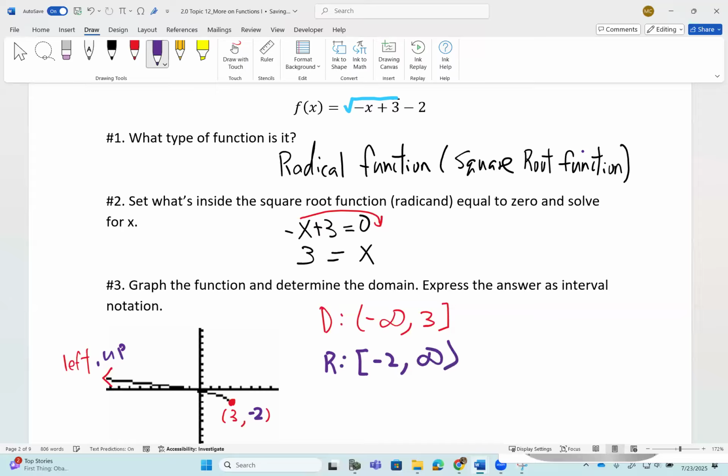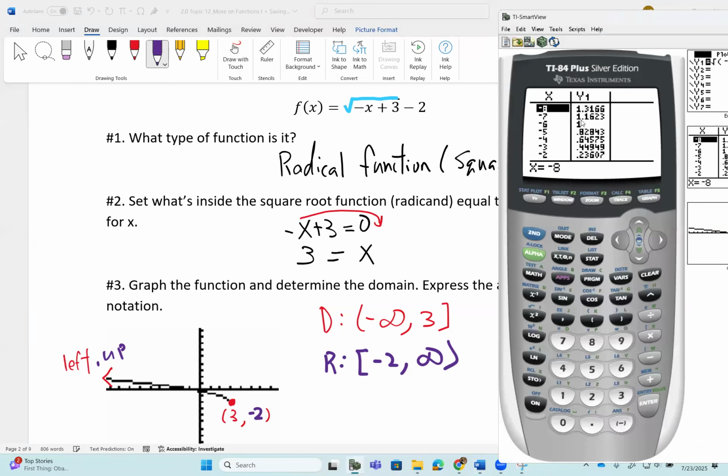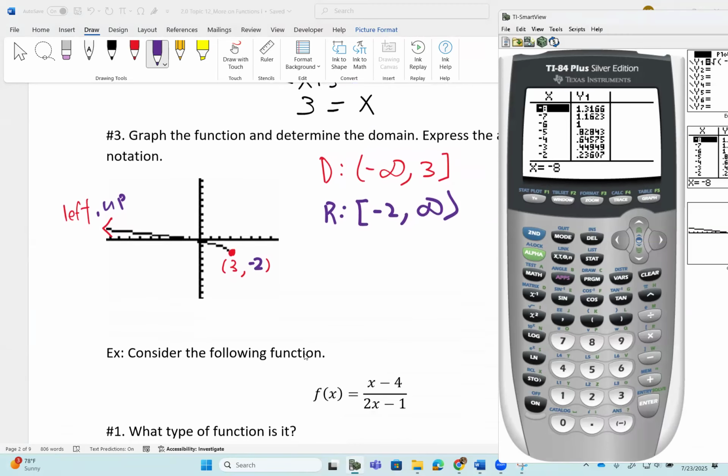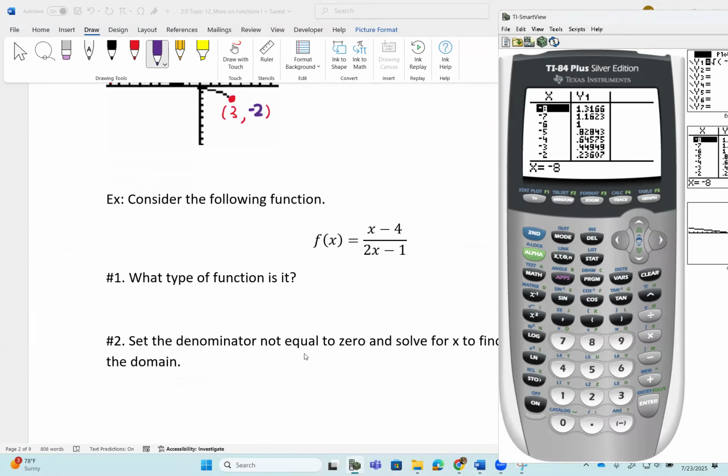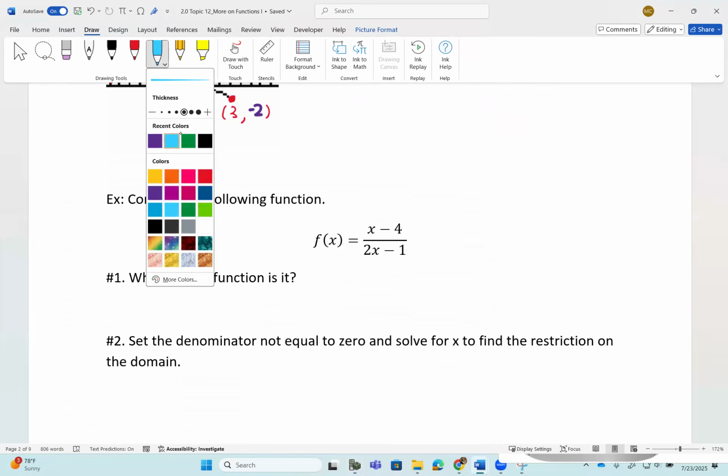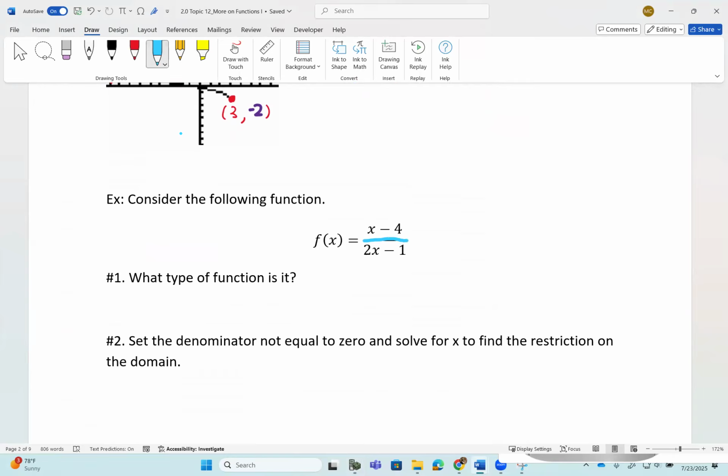It's just going up real slowly. As you can see, each y value doesn't change much. So it might appear to be a flat line, but that's just the pixels. It's just going up real slowly. All right, this next one is a rational function because I'm looking at this fraction bar right here. So that's a rational function.